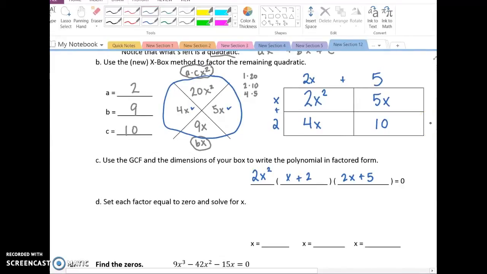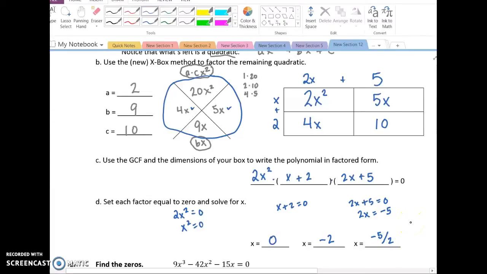The last step, we want to figure out where this thing is equal to 0. Remember, if it's a product of three things, one of them would have to be 0. So you say 2x squared is equal to 0. You divide by 2, x squared is equal to 0. Well, then x would have to be 0. x plus 2 is equal to 0, so x would have to be negative 2. 2x plus 5 is equal to 0. So move the 5 over, so you have 2x is equal to negative 5. Divide by 2, x is equal to negative 5 halves.